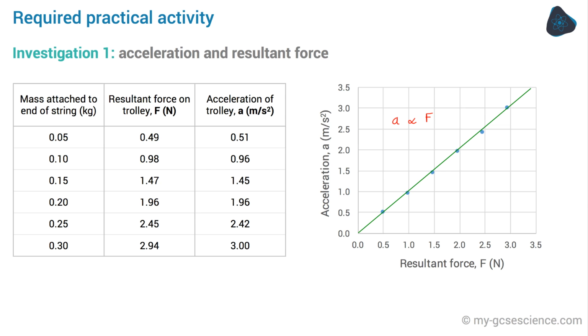Now that we know Newton's second law, we can actually work out the mass of the trolley from our best fit line. Rearranging F equals ma, where F is the resultant force on the trolley, we see that its mass is given by m equals F over a. So taking any two values of F and a from the best fit line, such as these ones, we can see that the mass of the trolley in this investigation was roughly equal to 1 kilogram.